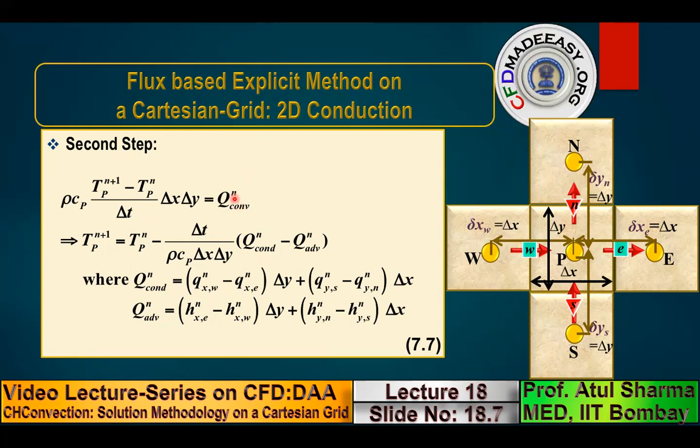This is a fully explicit method where you can use this equation explicitly, where you have only one unknown on the left hand side and all the terms on the right hand side are known from the previous time level.